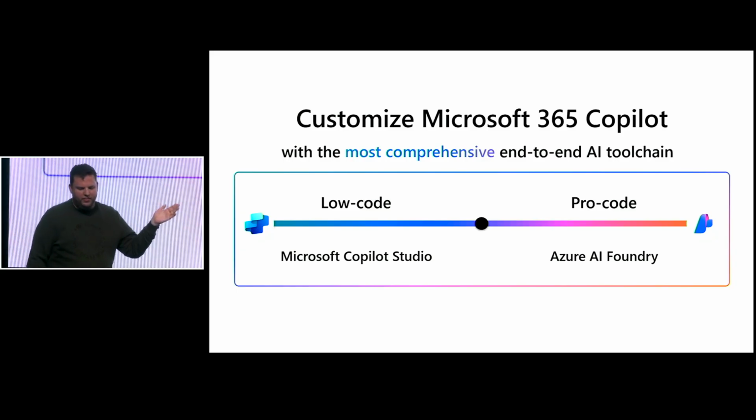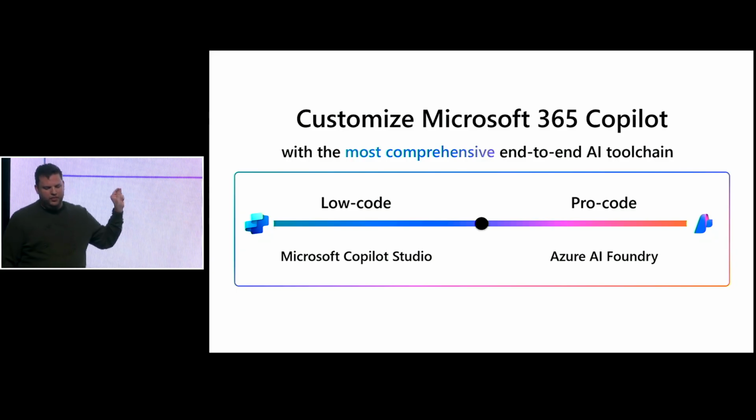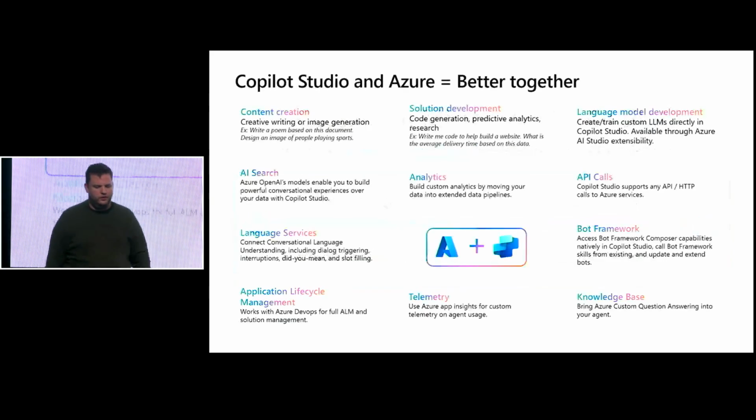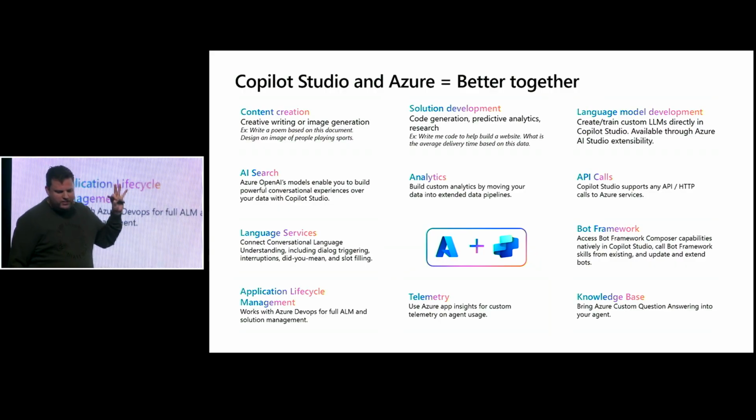So if you have a lot of low-code people, you can move a little bit more to the Copilot Studio part, but that doesn't mean that you can't use Azure AI Foundry, because you can also integrate that into Copilot Studio if you want. So you can still have the developers create the agents in pro code, and you can hook them up into the low-code experience as well. Copilot Studio and Azure are really better together.